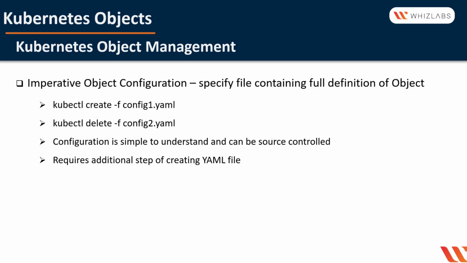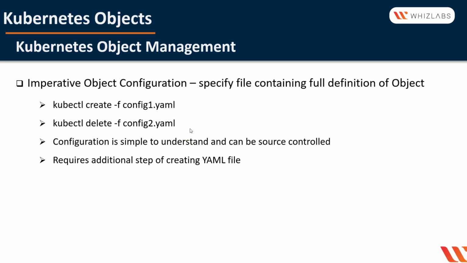In this type of object creation, we need to specify the operation with the kubectl command and at least one file name which contains full definition of the object in YAML or JSON format. For example, the command kubectl create -f config1.yaml creates the objects defined in a configuration file. Similarly, kubectl delete -f config2.yaml deletes the objects defined in the configuration file.